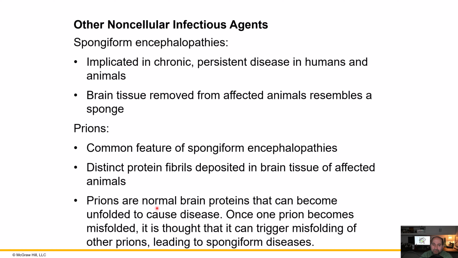Prions are actually normal brain proteins, but these proteins can become unfolded to cause disease. Remember that proteins need to fold correctly in order to function? Well, prion proteins, if they become unfolded or misfolded, they become deadly. This is because once a prion becomes misfolded, it is thought to trigger misfolding of other prion proteins, leading to disease. And the disease is called spongiform disease or spongiform encephalopathy.